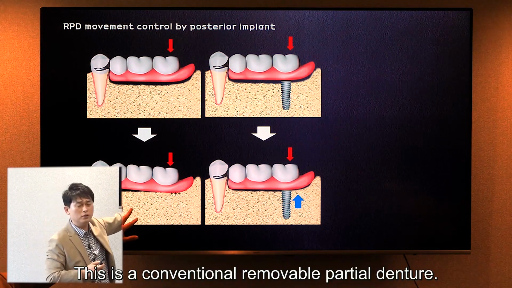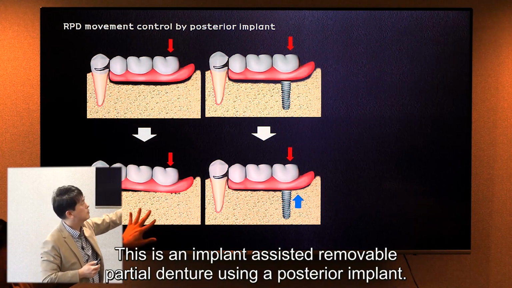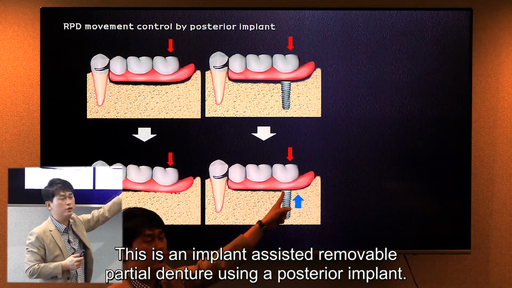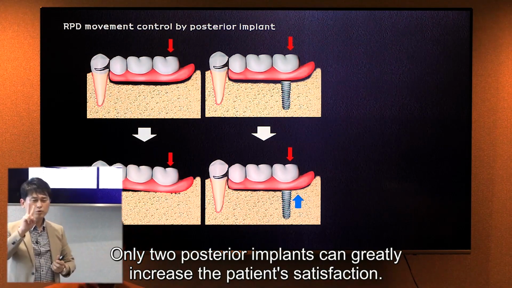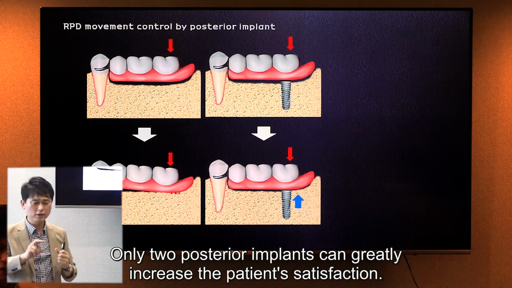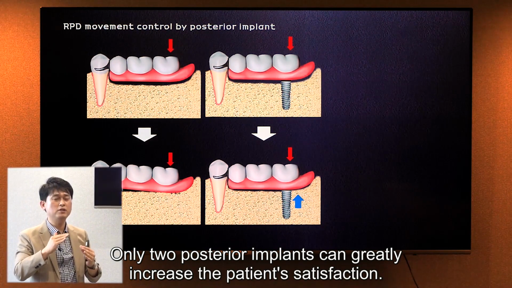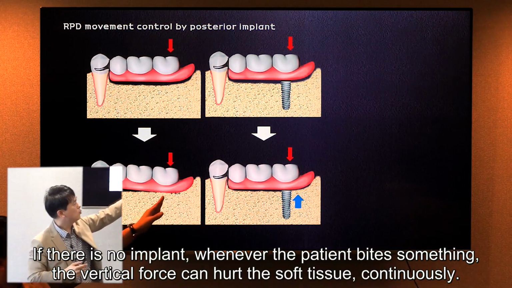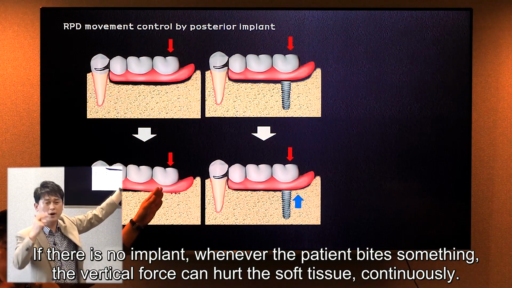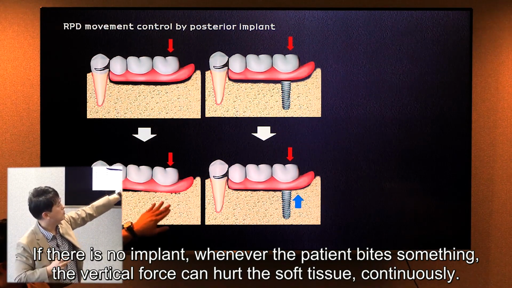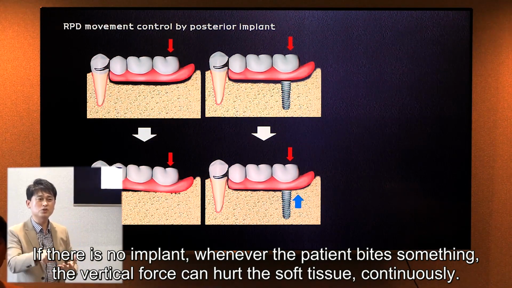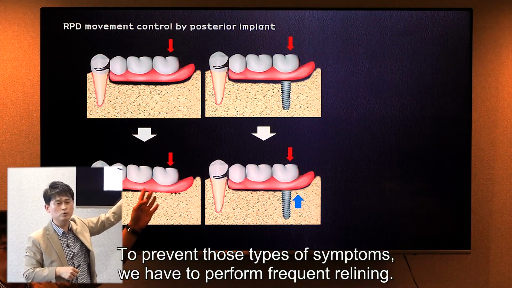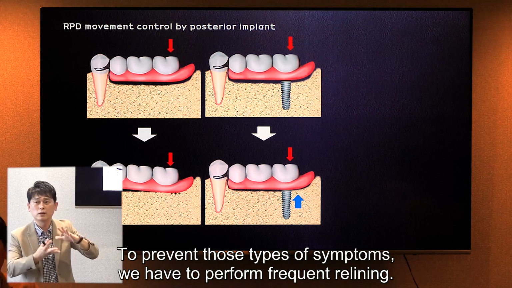This is a conventional removable partial denture. This is an implant-assisted removable partial denture using posterior implants. Only 2 posterior implants can increase patient satisfaction. What's the reason? If there is no implant, whenever the patient bites something, the vertical forces hurt the soft tissue continuously. To prevent those kinds of symptoms, we have to do regular relining.